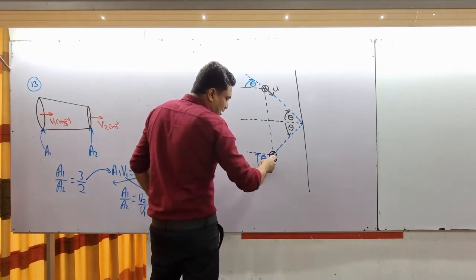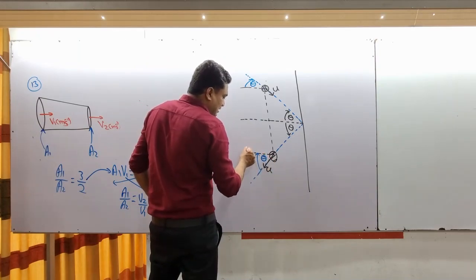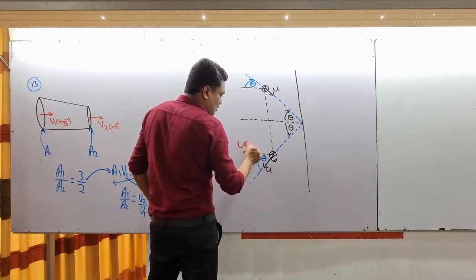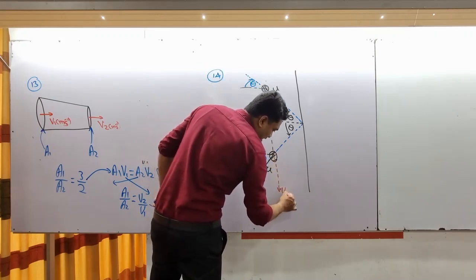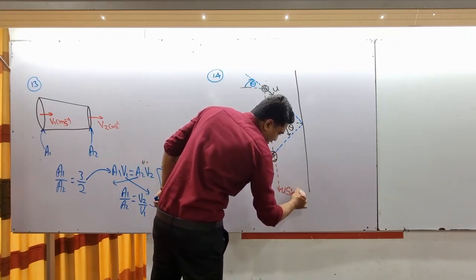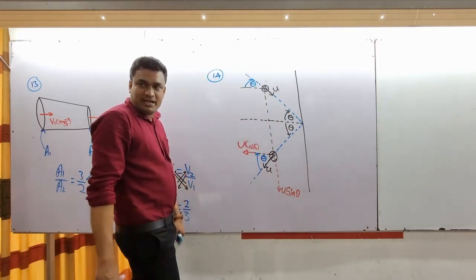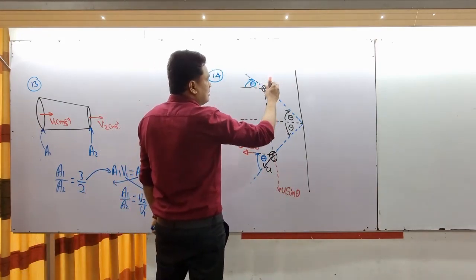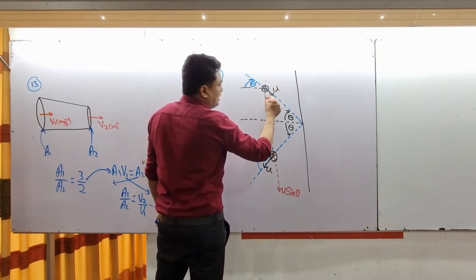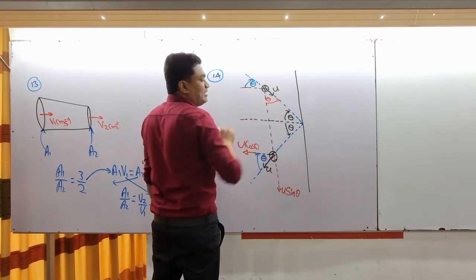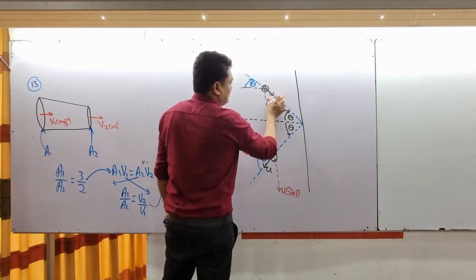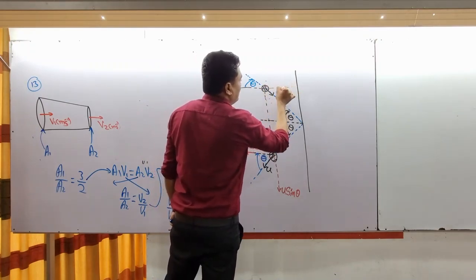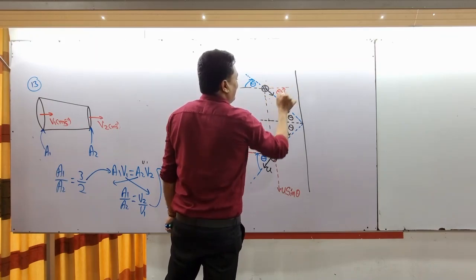Velocity component towards the angle: u cos theta. Velocity component away from the angle: u sin theta. Am I right here? If this is theta, this should also be theta. Simple maths. Am I right here? No, wrong. If this is theta, this should be theta.